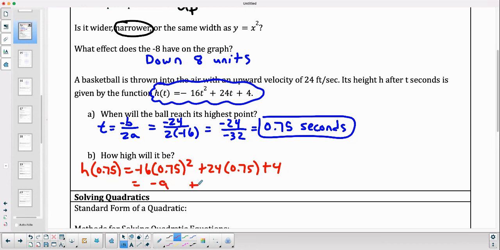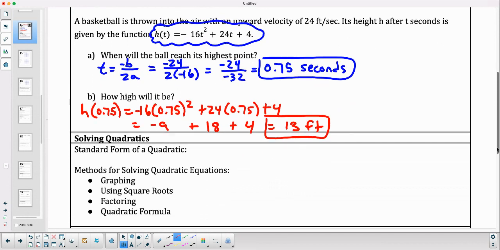Plus, if you do 24 times 0.75, that gives you positive 18, and then plus 4. So what we have here is a total of 13. So this should also be a positive answer. We're talking about feet, so this is 13 feet. It takes 0.75 seconds to reach a maximum height of 13 feet. Okay, so that's what we've done so far with the word problems. We kind of add on to that too when we get to the quadratic formula a little bit later on.